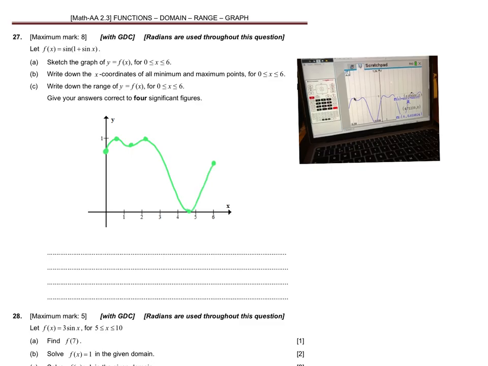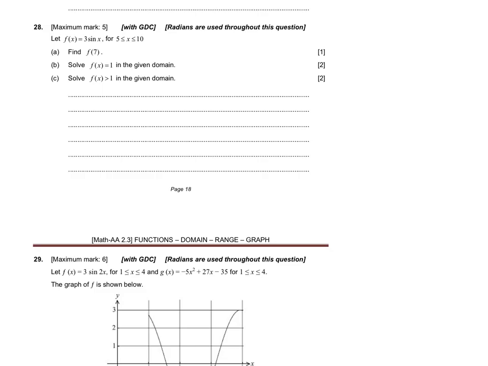Okay, so we're gonna have it like that. Okay, so yes, the x coordinates of max and min points, don't forget to write that. And then we've got the range is going to be from 0 to the max, which I didn't write down, but I think it was 1. It was 1. Yeah, okay. And it says to 4 significant figures, okay? So be careful of that.